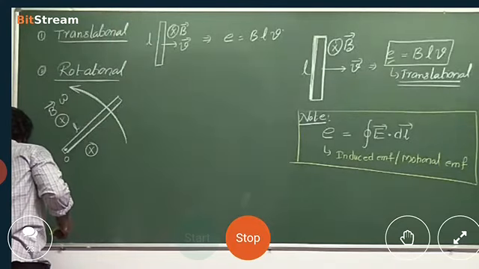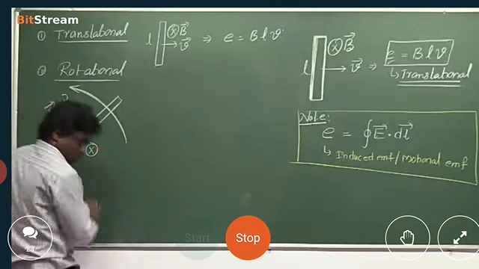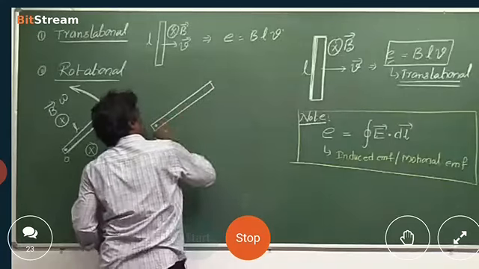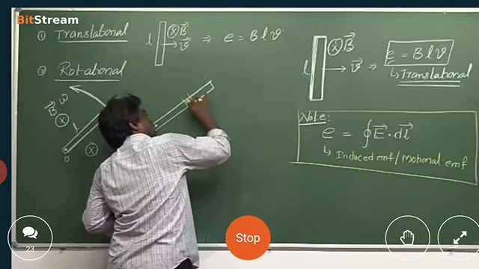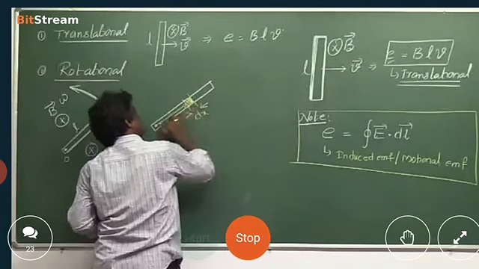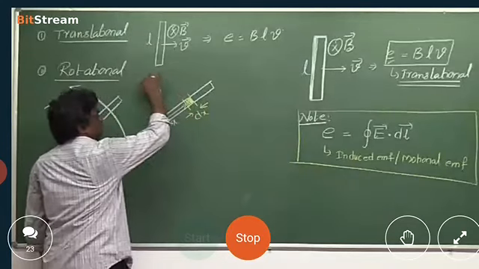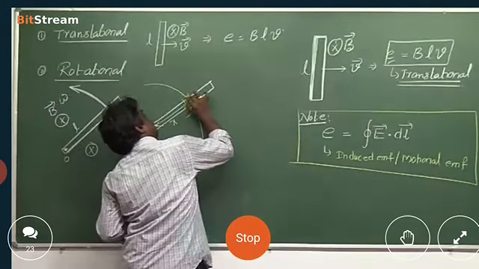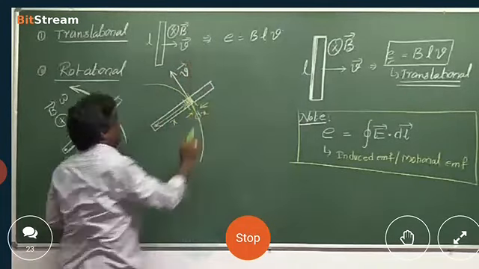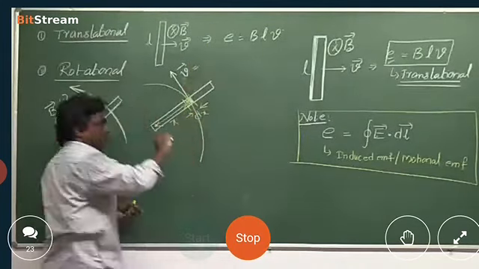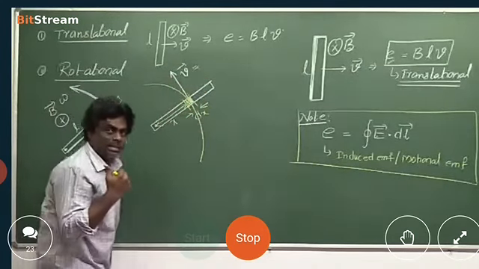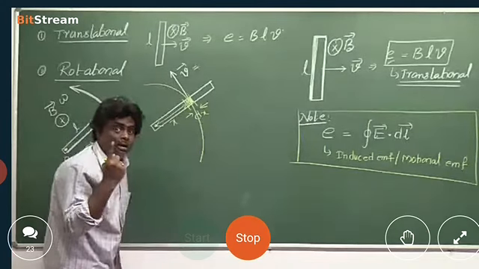So what I am taking is this: this is O, and a small elementary part of length dx at distance x. Actually it is circulating, so there will be a tangential velocity V. V is equal to how much? V bar only, like this. I hope everybody knows, whenever a particle is moving in a circle of radius r with angular speed omega, the tangential speed relation is V equals r omega.